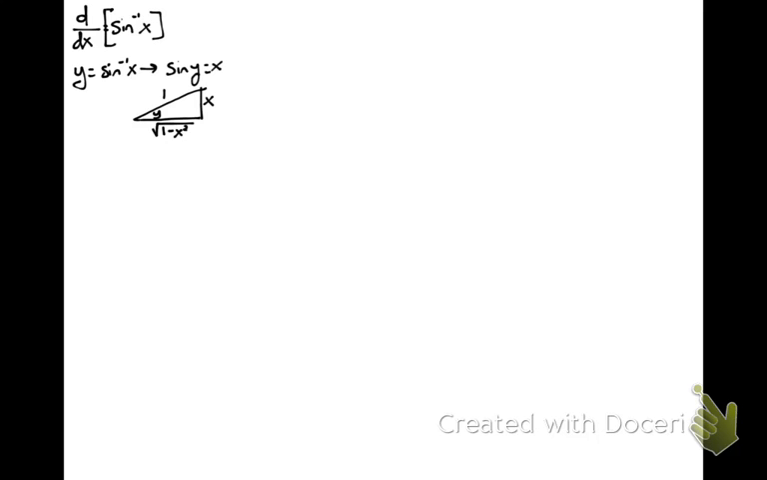Right? Well, this is really helpful for us, because if we deal with the sine of y being equal to x and took the derivative of both sides, using implicit differentiation, the derivative of sine y is the cosine of y times dy dx, and the derivative of x is just 1.